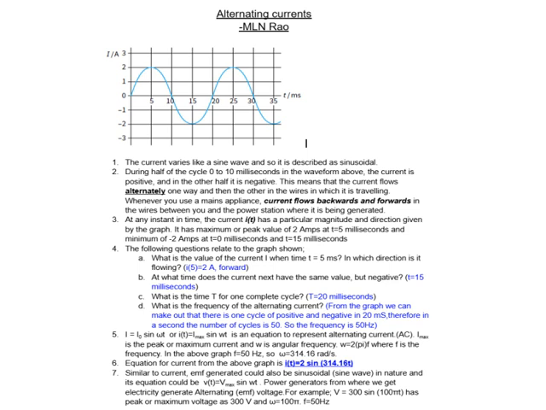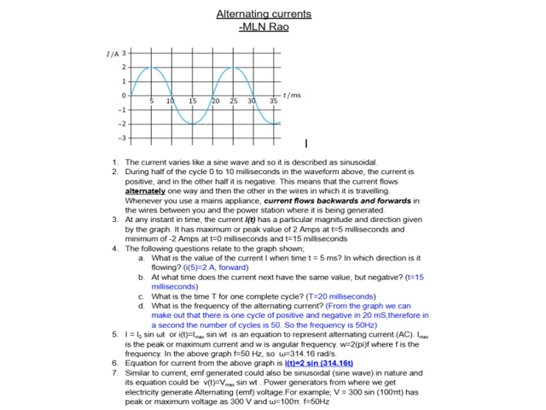You can observe that at any instant in time, the current has a particular magnitude and direction, as you can see from the graph. It has a maximum or peak value of 2 amperes at t equal to 5 milliseconds, and a minimum of negative 2 amperes at t equal to 0 milliseconds, as well as t equal to 15 milliseconds.